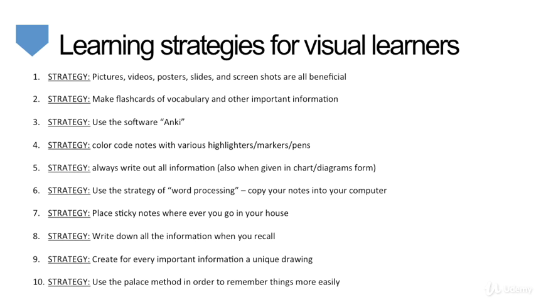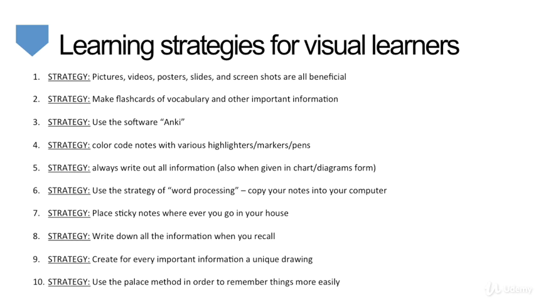Then strategy number 4, color code notes with various highlighters, markers, and pens. So basically what I want you to do is figure out which kind of flashcards and with which kind of highlighters, which kind of markers, pens, which kind of colors work the best for you. Now, for instance, for me, I'm not just a visual learner, I also see things in colors. And for me personally, I always like to connect colors with things.